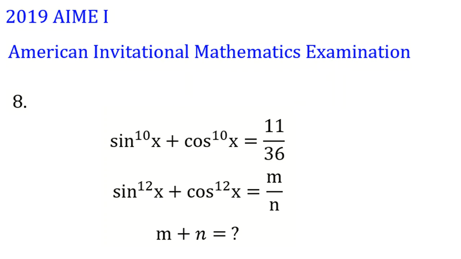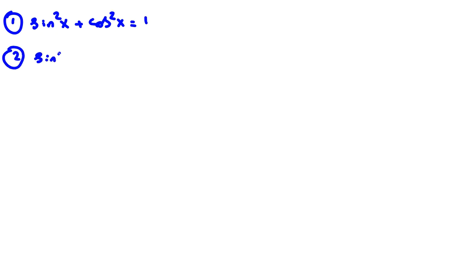So let's solve the problem. At first, basic things. The first one: sine squared x plus cos squared x equals 1. The second one: sine 2x equals 2 sine x times cos x. You should memorize these things for solving the problem. The first one, you can prove by the Pythagorean theorem.